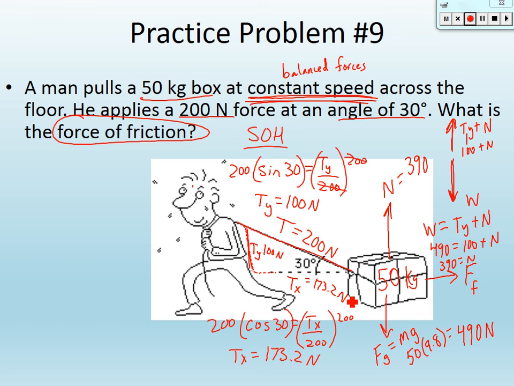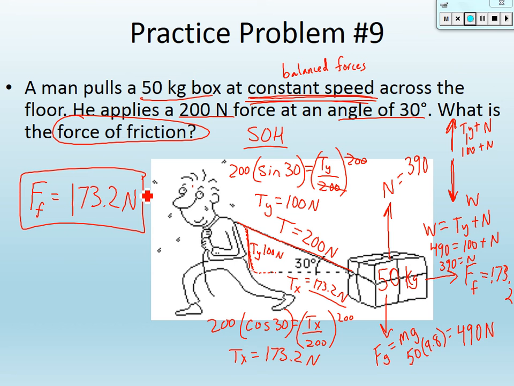Now, if we know that he's pulling with 173.2 newtons straight to the left, friction has got to be what? 173.2. So let me write it over here. Force of friction is equal to 173.2 newtons. Wow, that's a good problem. Isn't that a good problem, guys?